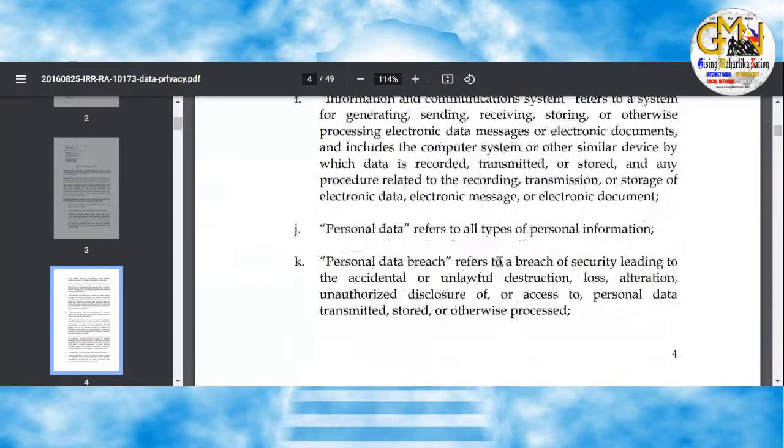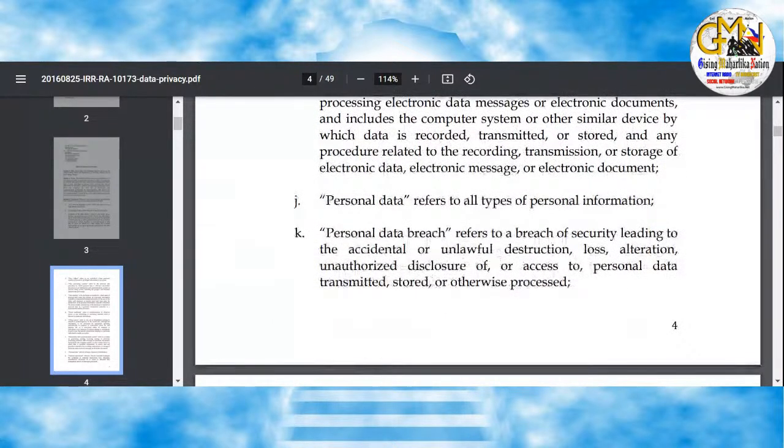Letter J, personal data refers to all types of personal information. Letter K, personal data breach refers to a breach of security leading to the accidental or unlawful destruction, loss, alteration, unauthorized disclosure of, or access to personal data transmitted, stored, or otherwise processed.